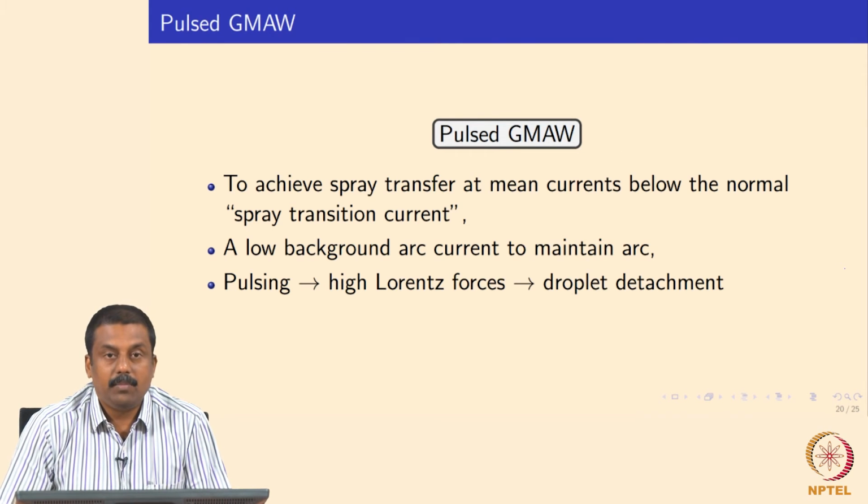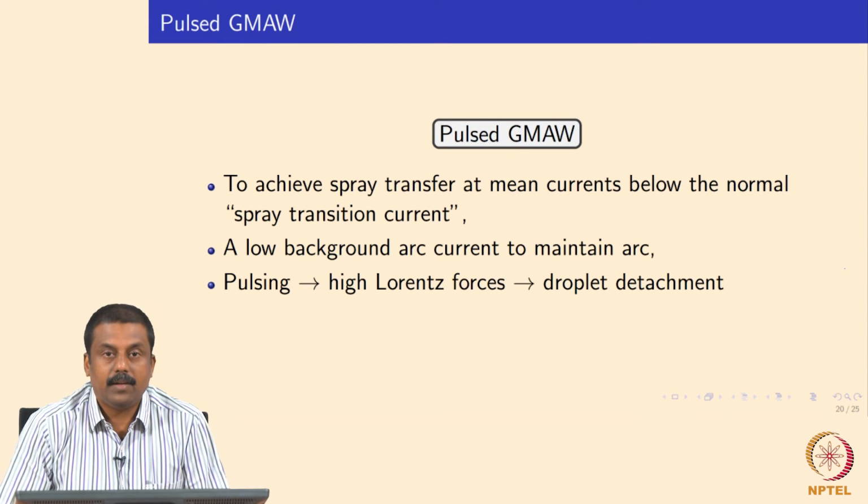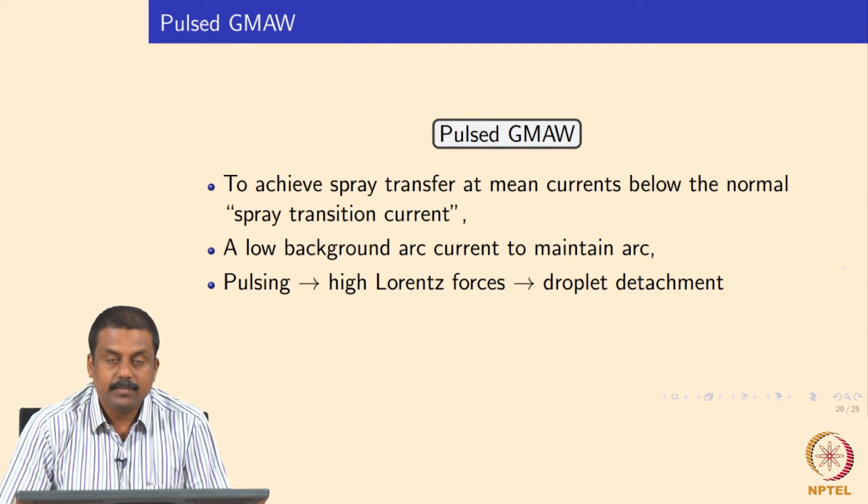So we maintain a low background current sometimes to keep the arc on all the time, because if the background current reduces to much lower, then your arc may be extinguished, and then during reignition you may also affect the stability of the weld pool. So as I explained, because of the pulsing and the Ip, the peak current induces high Lorentz forces which aid droplet detachment. When Ip is given, the peak current promotes the droplet transfer in spray mode.